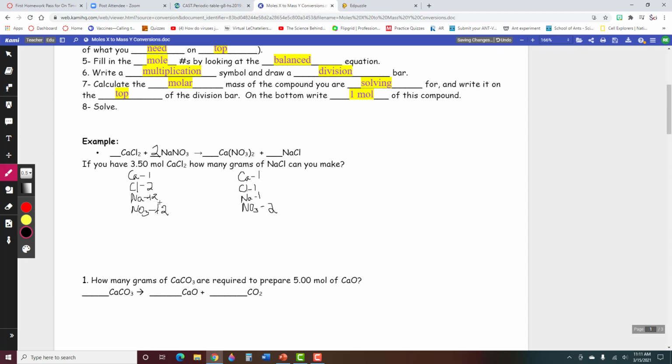And then next I want to balance my Nas. So I've got 2 here and 2 here. So then next I usually go to metals, and Na is a metal. I put a 2 here and a 2 here. And then it's balanced.